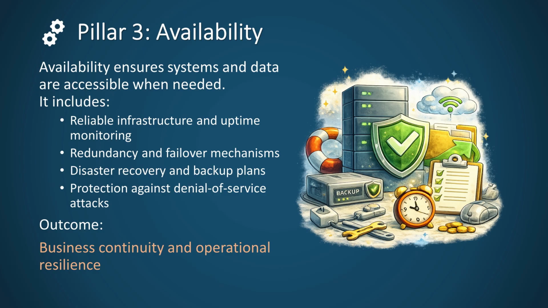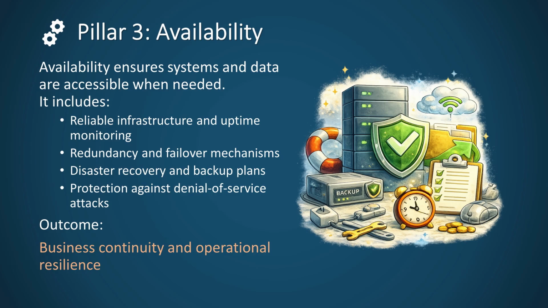Availability is the third pillar of the CIA Triad, and it's all about making sure systems and data are accessible whenever people need them. In simple terms, it means that information and services should always be up and running so they're available exactly when required. Organizations achieve this by building reliable infrastructure and using uptime monitoring to quickly detect and fix problems. They also set up redundancy and failover mechanisms, which act like backup systems ready to take over if the main one fails.